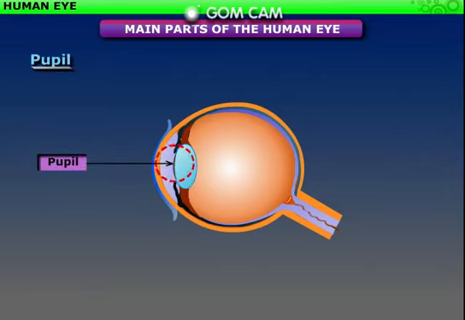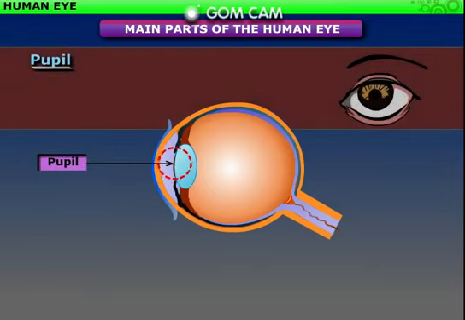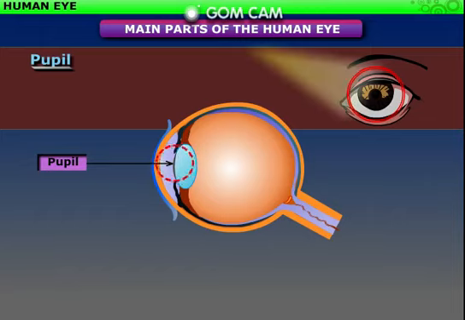Pupil. The pupil is a hole in the middle of the iris. It appears black because no light is reflected from it. The pupil expands to allow more light to enter the eye if the intensity of the outside light is low, while it contracts if the intensity of the outside light is high.